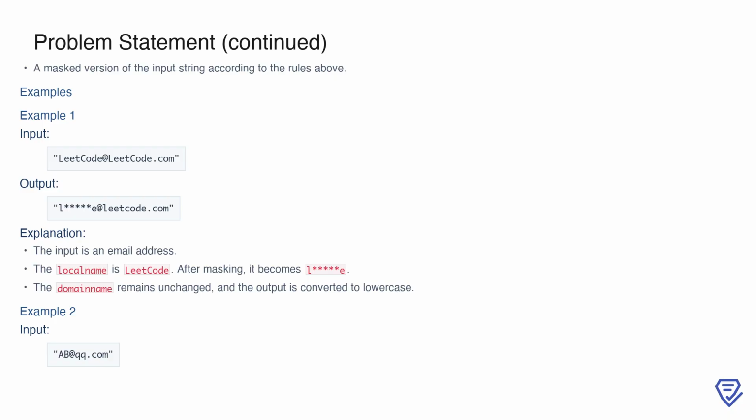In the second example, the input is AB@QQ.com. Here, the local name is AB, which has only 2 characters. In this case, we retain the first and last characters, masking the middle section with 5 asterisks, even though there are no characters in between. The output becomes a*****b@qq.com, again with the domain name unchanged and the entire string in lowercase.